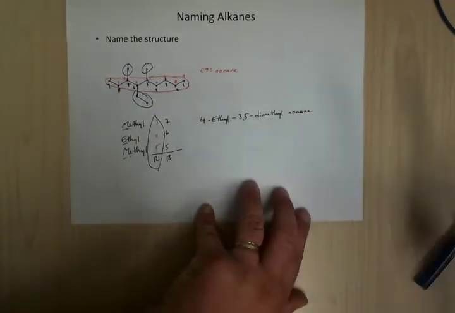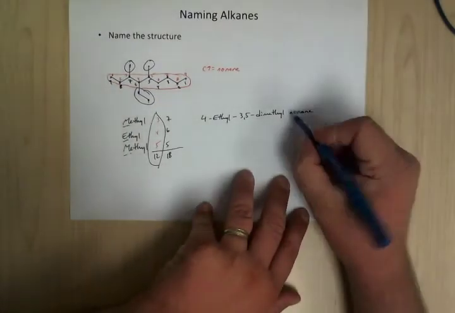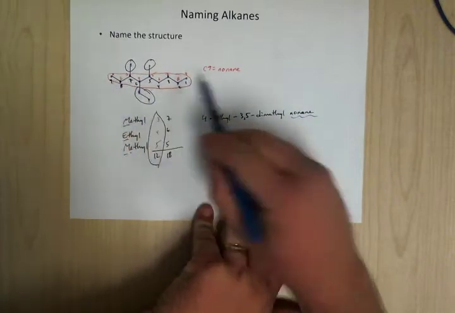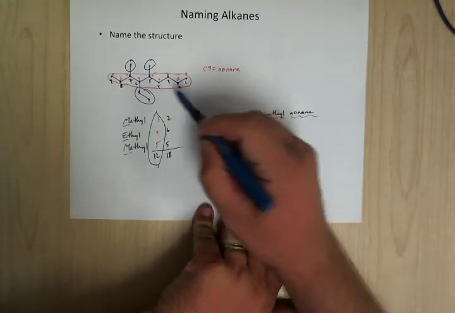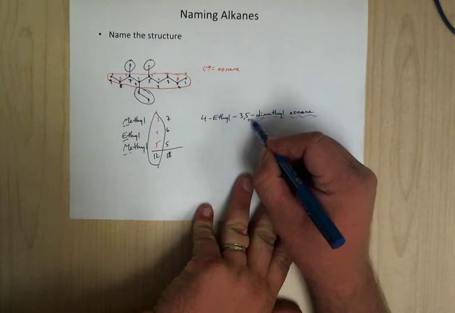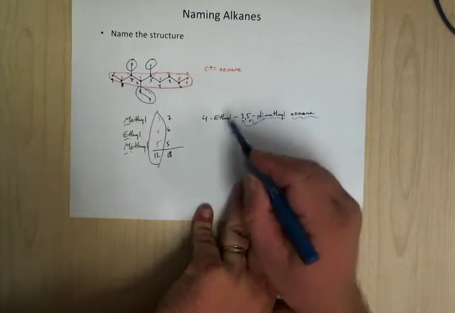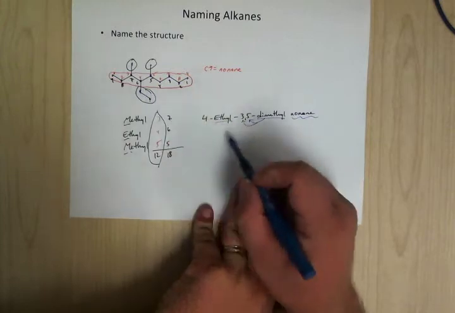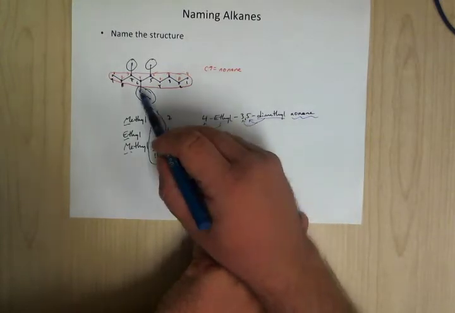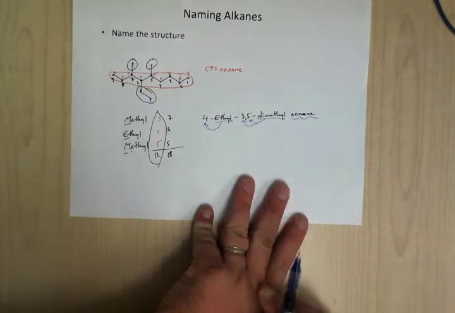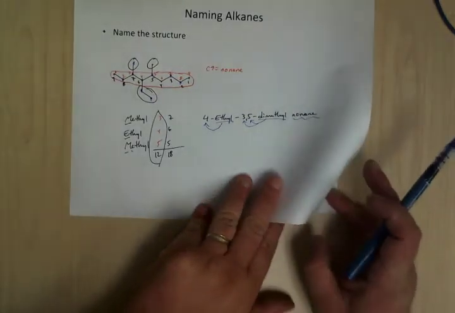Okay, so what do we have? We have a main chain that's 9 long. We have 2 methyl groups, one at 3, one at 5. We also have an ethyl group. Where is it coming off of? It's coming off of carbon 4. So there we go. You can always do your double check.